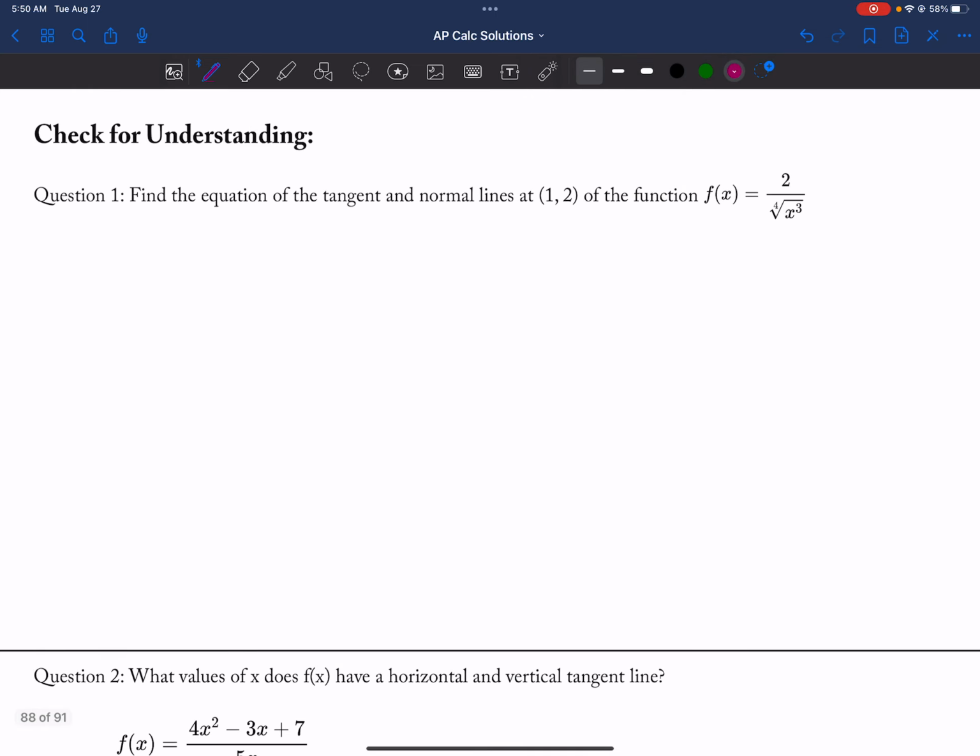All right, so now we're at the check for understanding point. Go ahead and pause the video, do these on your own, and then see if you get the same answer that I do.